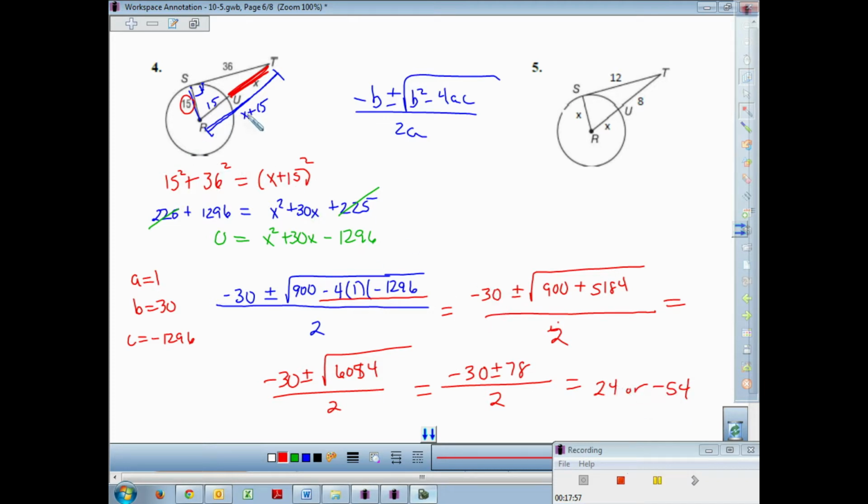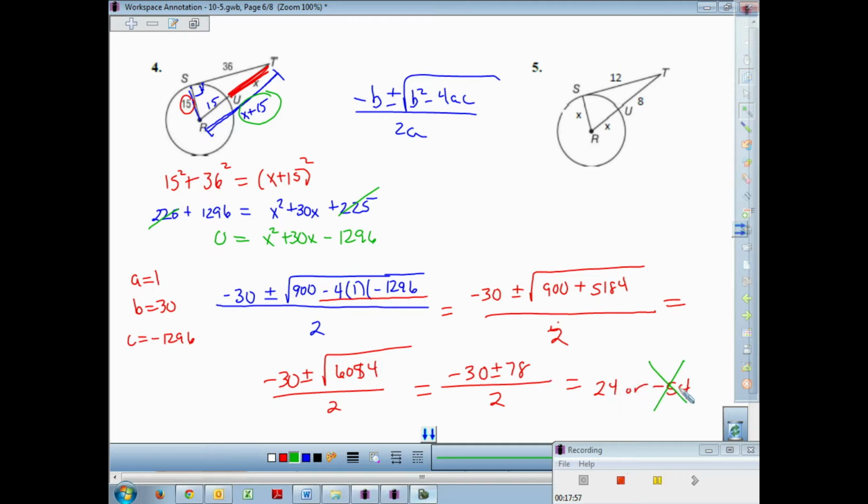But realistically, x can't be this negative 54 because we're talking about a side length. Now, x could possibly be a negative number, right? Because they're adding 15 to it, you know. But you got to make sure that the result, when you add 15 to it, comes out positive, and it won't when x is negative. So this is the answer to the question, x equals 24.